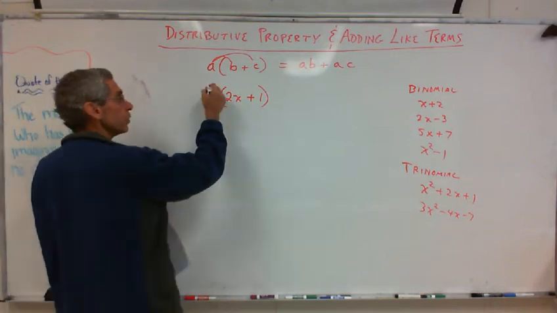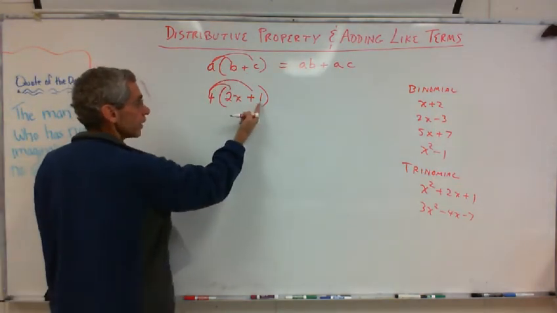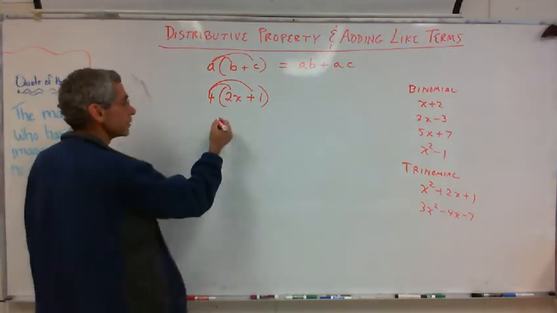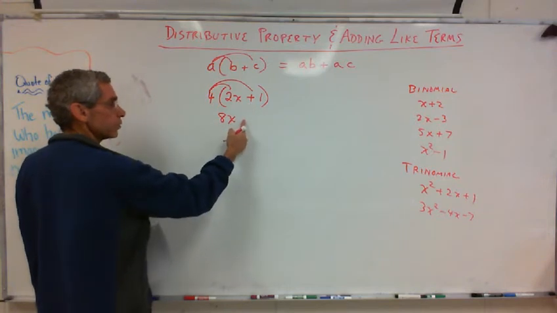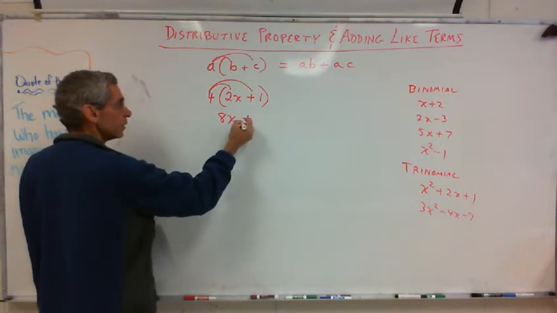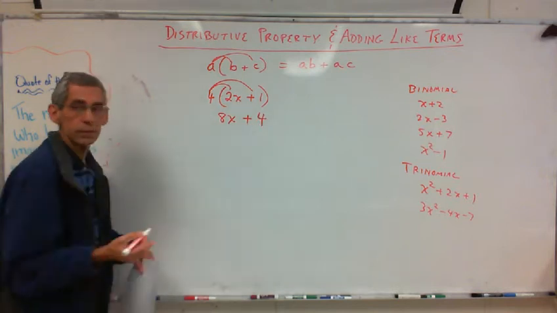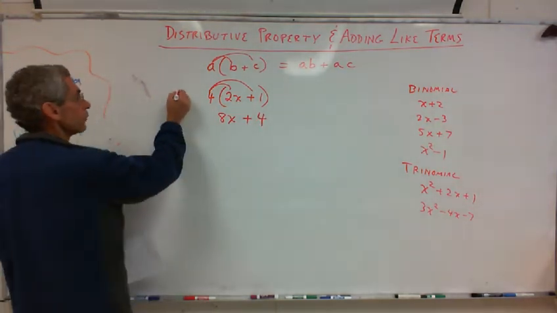So first we'll do a binomial. I've got to multiply 4 times 2x and 4 times 1. 4 times 2 is 8. So that gives me an 8x. And then there's a plus sign, so I'm going to just put the plus sign right there. 4 times 1 is 4. I'm done. Easy, right? Easy, easy. So that was our first example.